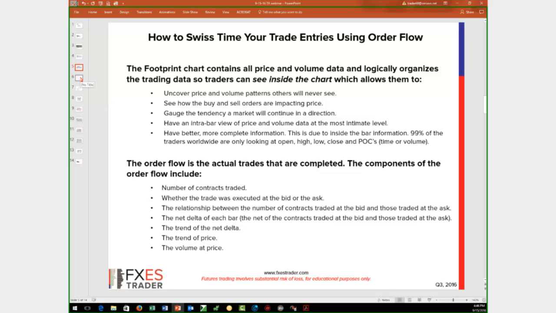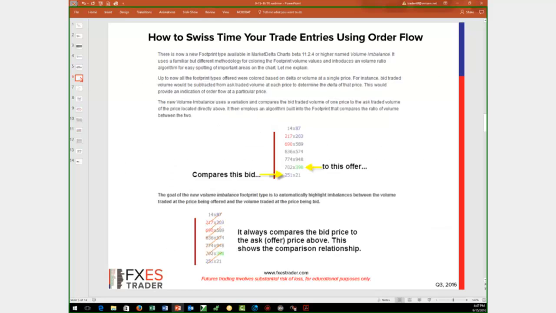So the volume imbalance I get asked about the most, because it's one of the indicators that helps you cut through all the minutiae on the footprint chart. So let's talk a little about that. In 11.2.4 and higher of Market Delta software, they brought in an indicator called volume imbalance. And it uses a familiar but different type of methodology for coloring values, both red and green, to spot important areas where there may be a change or a takeover of one side or the other.